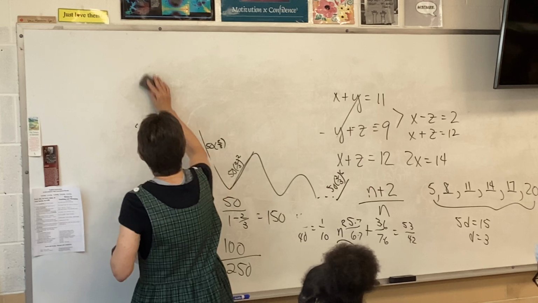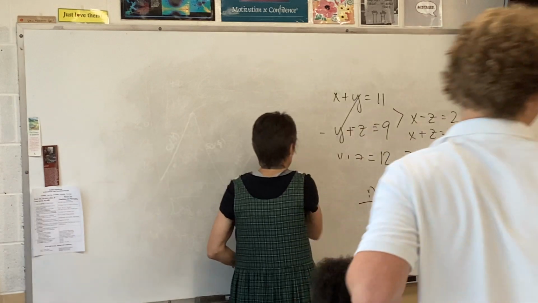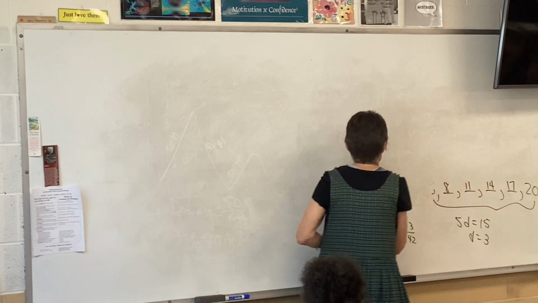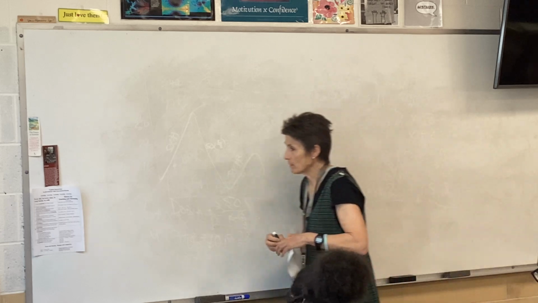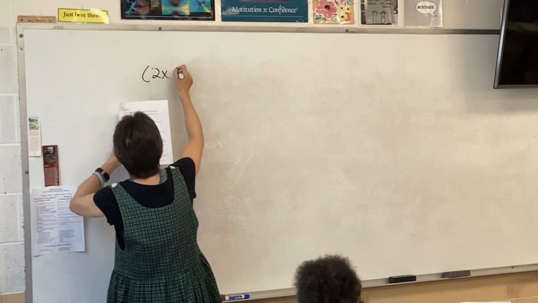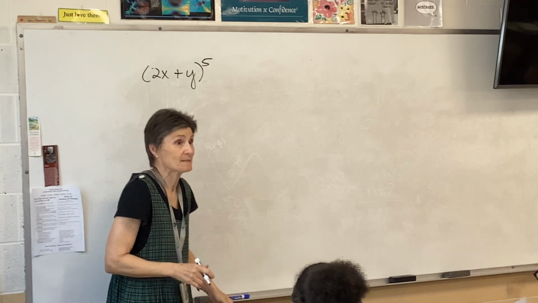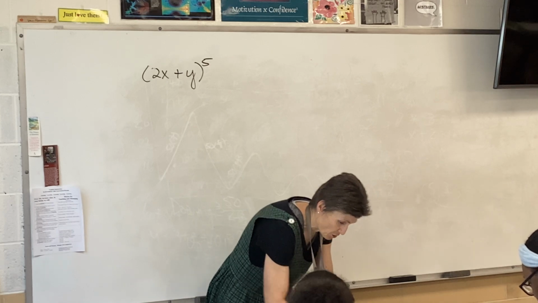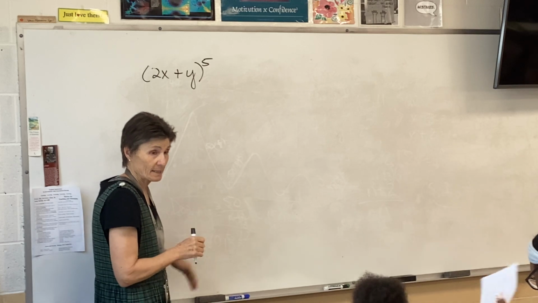So we're ready for number 9. Number 9. So we're going to expand to the 5th power. Now remember, what that means is, it's like if you were going to FOIL out 2x plus y times itself 5 times, which would take forever, so we don't really want to do that. So we want to use our shortcut for expanding.